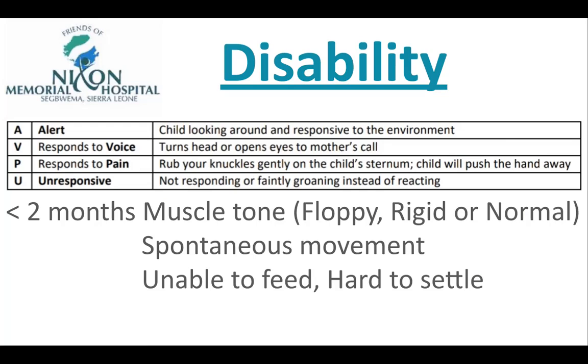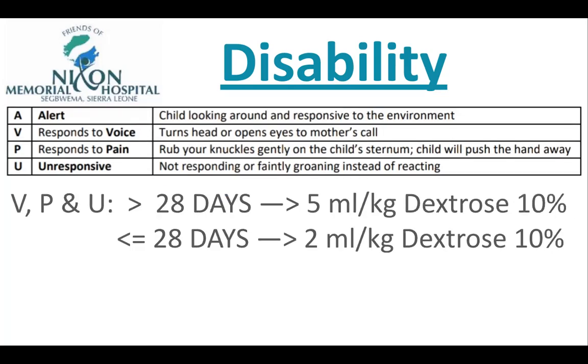So how do we evaluate the conscious level in them? We will check the muscle tone, whether the muscle tone is normal, floppy, or rigid. And we will observe to see whether the patient is having any spontaneous movement. If the patient is unable to feed or hard to settle down, he or she might also be having a problem with disability.